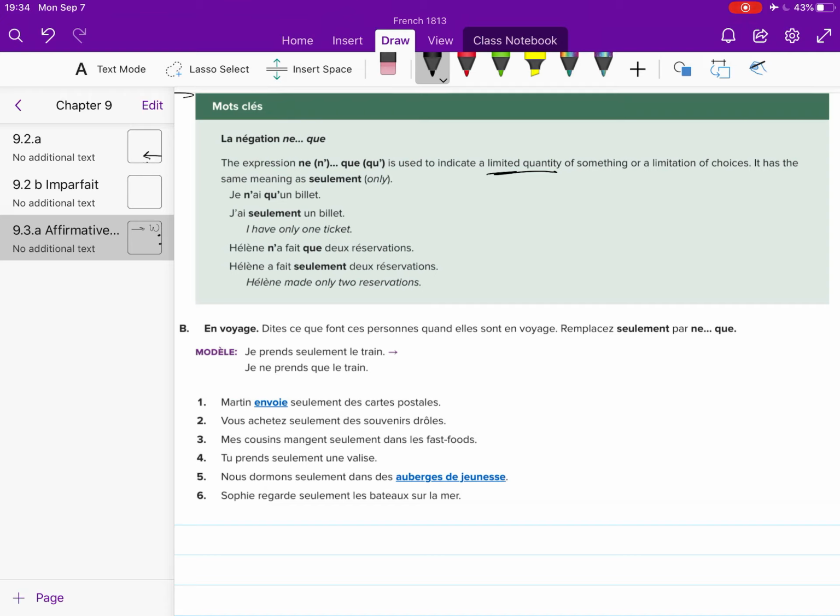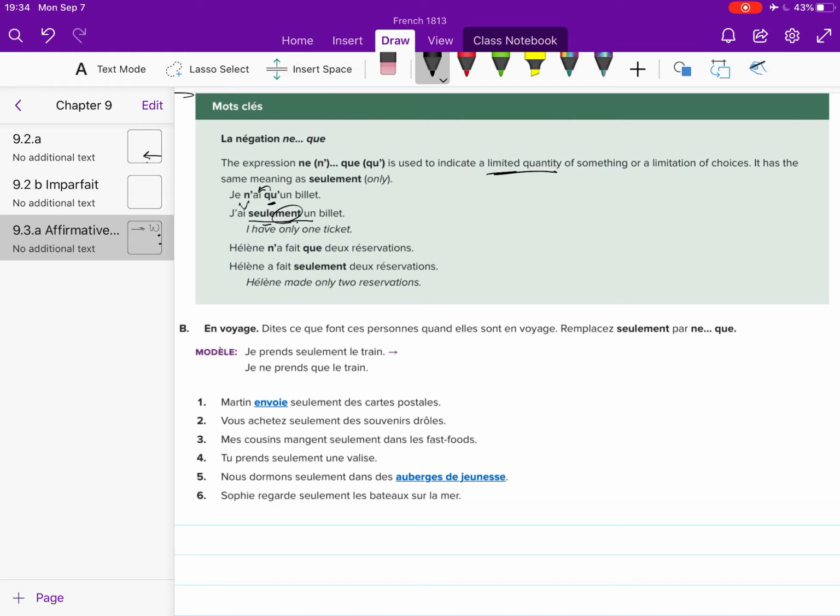It has the same meaning as seulement, which means only. And in fact, seulement as an adverb, you'll see the ment there, goes right after the verb. And so my ne que is also going to do that same thing. My que goes right after the verb, same place as where you're doing ne pas. They give an example here. Hélène n'a fait que de réservations. Hélène a fait seulement de réservations. And the original example, je n'ai qu'un billet, j'ai seulement un billet.